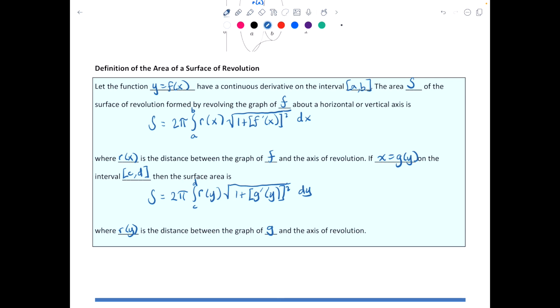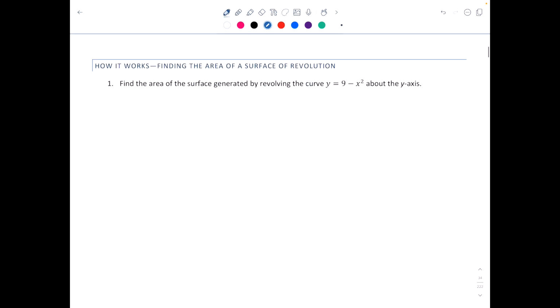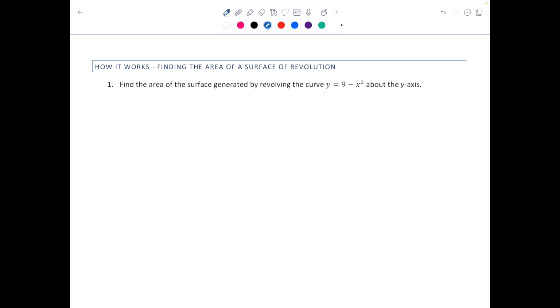How it works. Finding the area of a surface of revolution. So on this one, my apologies, I didn't put the bounds. So we're rotating about the y-axis. We're given a function of x, and x goes from 0 to 3. So drawing our graph, when x is 0, we get an output of 9, right?